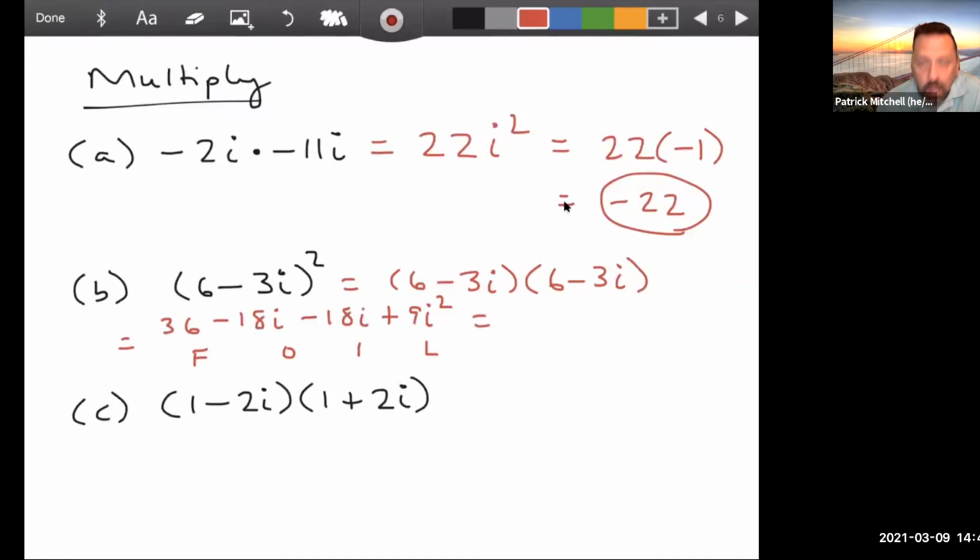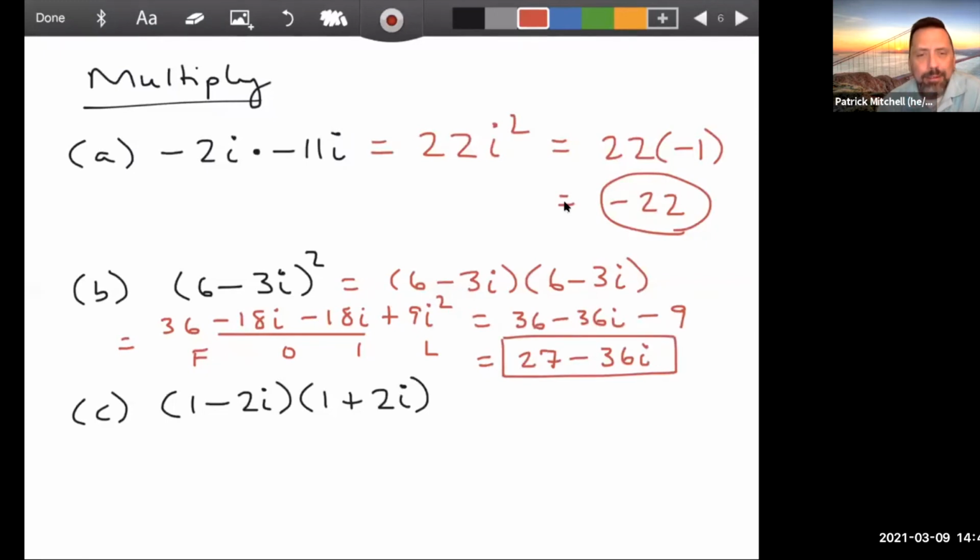Okay. Combining the like terms in the middle. Well, let's start with the 36, and then minus 18i minus 18i is minus 36i. And then because i squared is negative 1, that means that 9i squared is minus 9. So this comes out to 27 minus 36i.